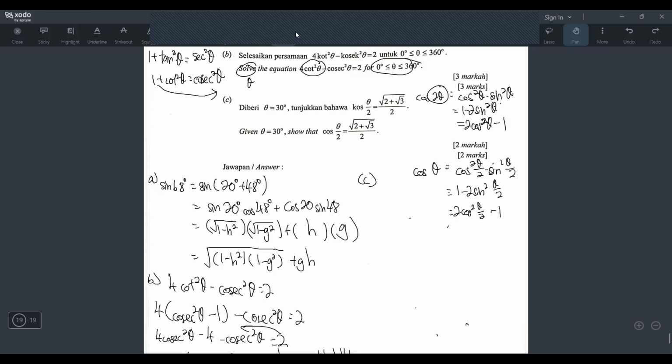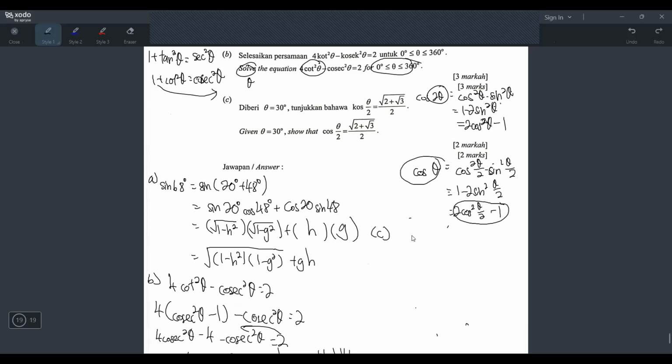How to do C now? So they want me to show that cos theta over 2 equals this, right? So let's think about this. Which formula will I use for cos theta over 2? Do I see cos theta over 2 here? Yes, this one, right? Of course, you can use the other one also, but I think this one is the most simple one to use, right?